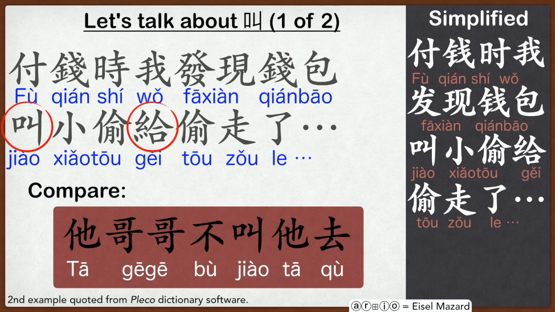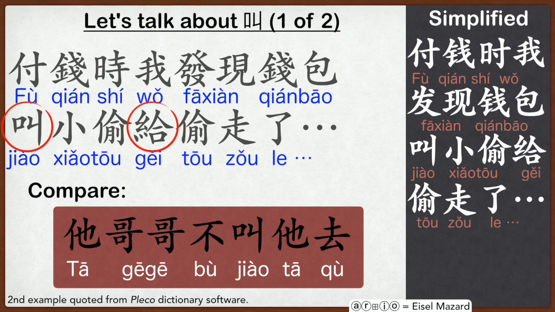There's a whole bunch of these different words, different meanings related to calling out. Jiao is also meant to call out an order to a waiter, a few things like that. You might read this and assume ta ge, his brother, did not tell him to go. But no, the actual meaning here is his brother did not allow him to go.